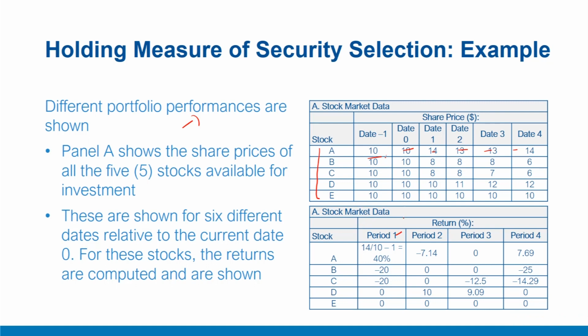For example, for period 1, the return is computed using 10 rupees at the beginning of period 0, and the next period, or period 1 beginning price, of 14, we have computed the return here. Similarly, for all the other stocks, with 8, 8, 10, 10 being the closing prices and 10, 10, 10 being the opening prices for the period 0 to 1, the returns are computed. Similarly, for periods 2, 3 and 4, we have returns.